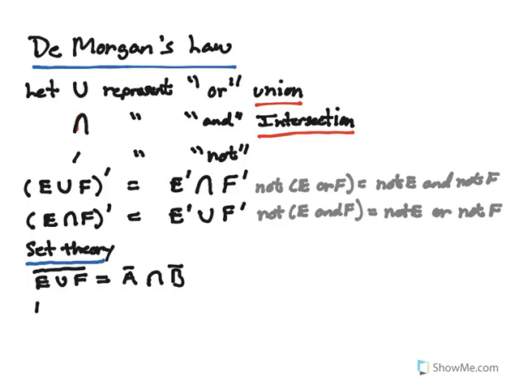Another way, you have the intersection, and that becomes the union of the complements of A and B. So the bar means the complement. All right, so let me make sure I have this correct.